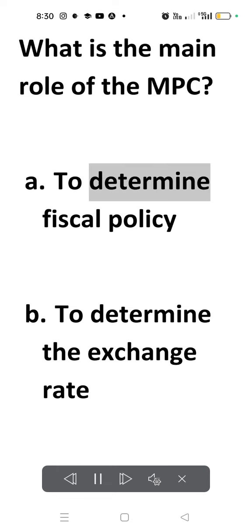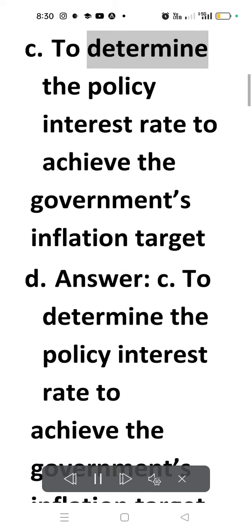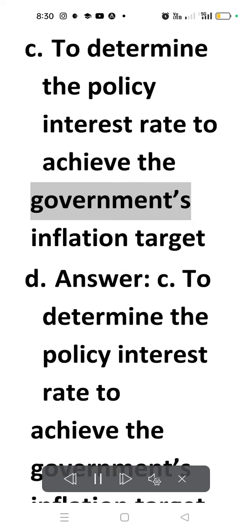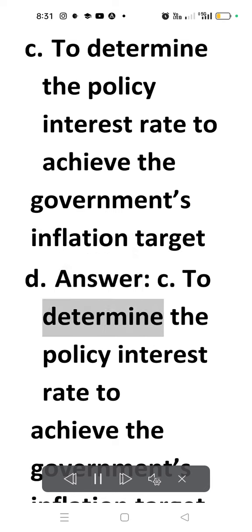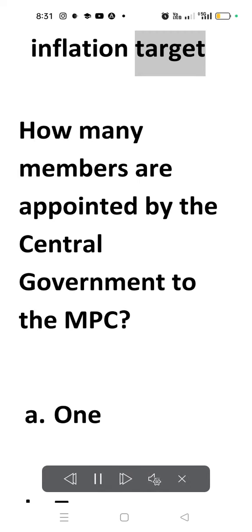What is the main role of the MPC? To determine fiscal policy. To determine the exchange rate. To determine the policy interest rate to achieve the government's inflation target. Answer: C. To determine the policy interest rate to achieve the government's inflation target.